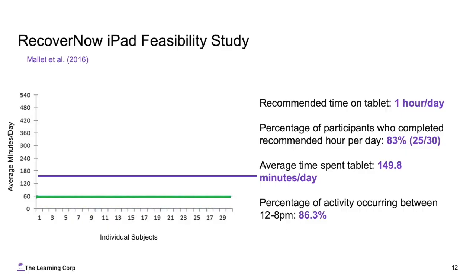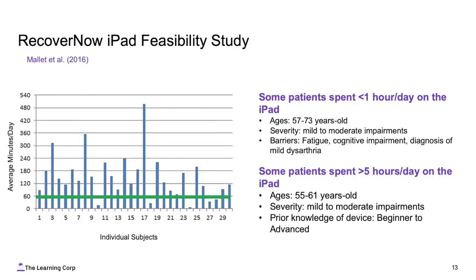And also, interestingly, the level of engagement was the highest between 12 to 8 p.m., where about half of that time frame is outside when skilled therapy sessions are often scheduled. And this graph is showing the individual level of engagement. So remember, the average amount of time was about 150 minutes for 25 out of 30 participants. But there was also a range where some people spent much more time and some people spent less time.